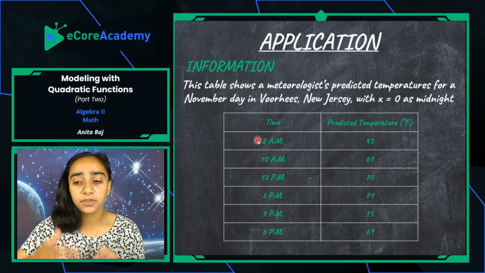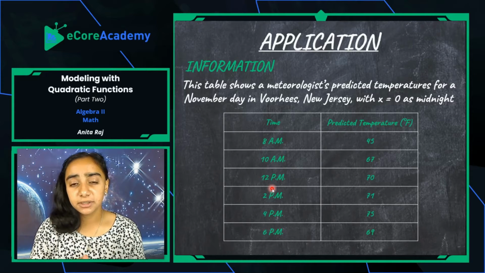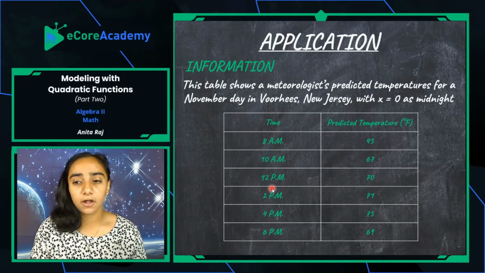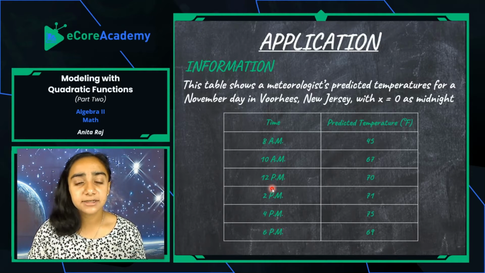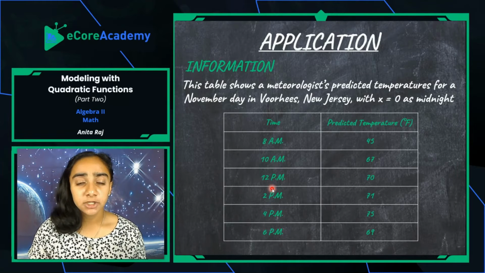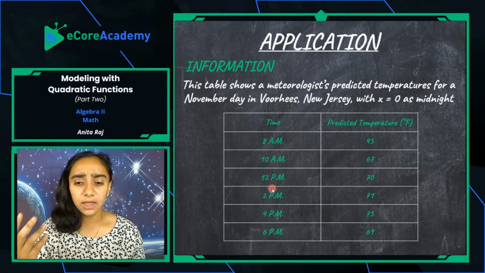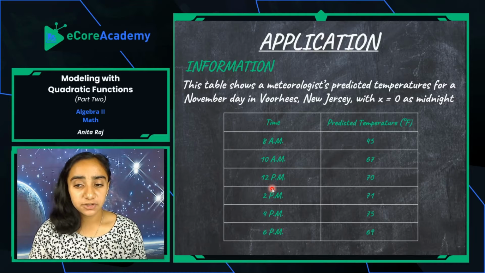So at 8 a.m., the given temperature is predicted to be 45 degrees. At 2 p.m., the given predicted temperature is going to be 71 degrees. So a meteorologist is predicting these temperatures. If you don't know what a meteorologist is, simply a scientist who studies weather and makes predictions. So the weather forecasts you see, they study the atmosphere and the state of the atmosphere at a given time of Earth. And then they come up with predictions of what our weather will look like for a day, a week, a month, etc. So that's what a meteorologist is.